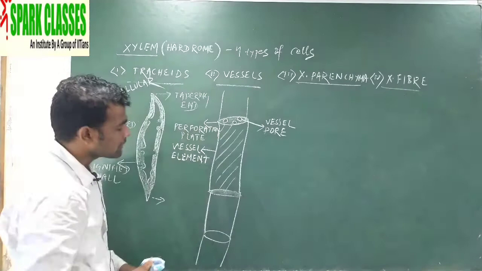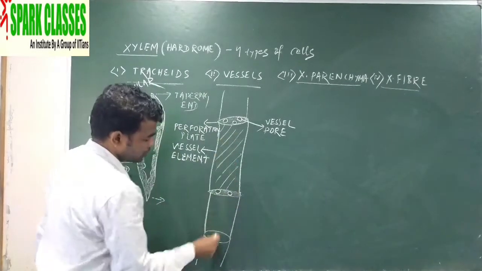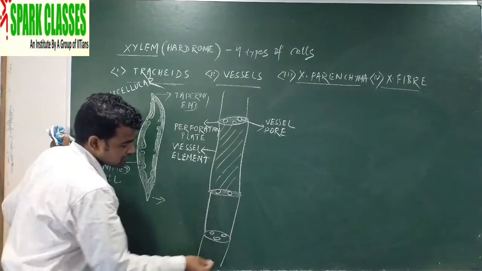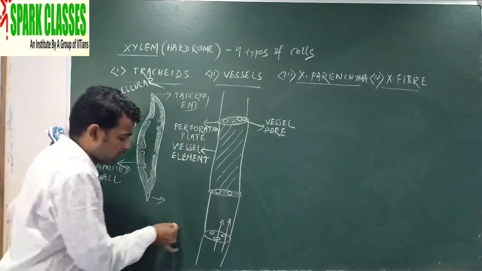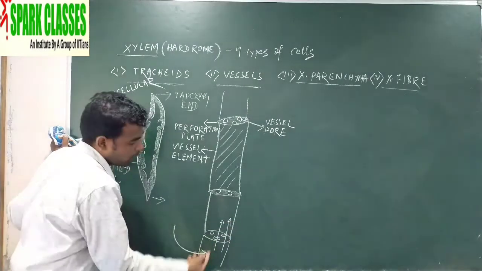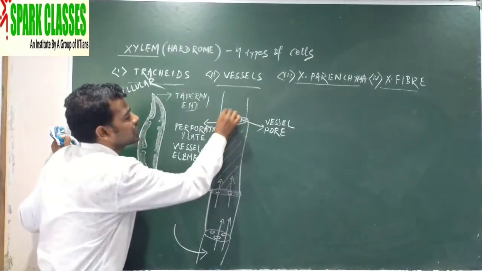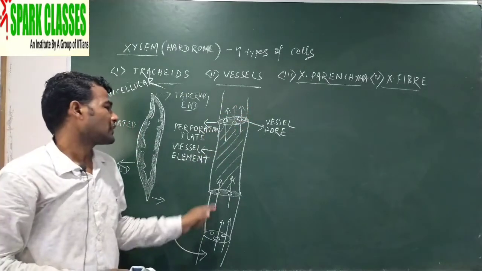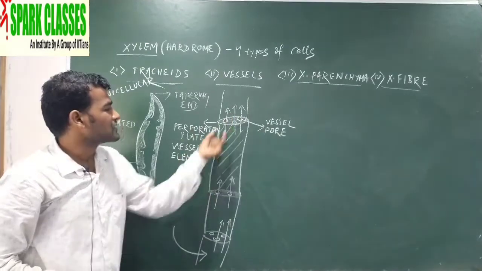And what is the function of this perforation plate? Due to the presence of holes, this hole is present everywhere. What is the function of these holes or pores? These pores help in conduction of water, because when the root absorbs water from the soil, water moves in an upward direction from one vessel element to another vessel element, like this. Clear? So that's why this is perforated.